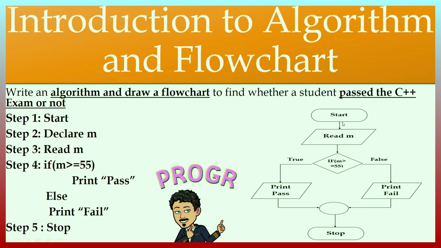Again, the flowchart starts with the symbol start, that is oval. Then we are going to read the m value. Once the value is there, we are going to check if the value is greater than or equal to 55. If the condition is true, we are going to print pass. If the condition is false, we are going to print fail. And we'll be using a connector to combine these two inputs as a single input. And we are going to stop the process.